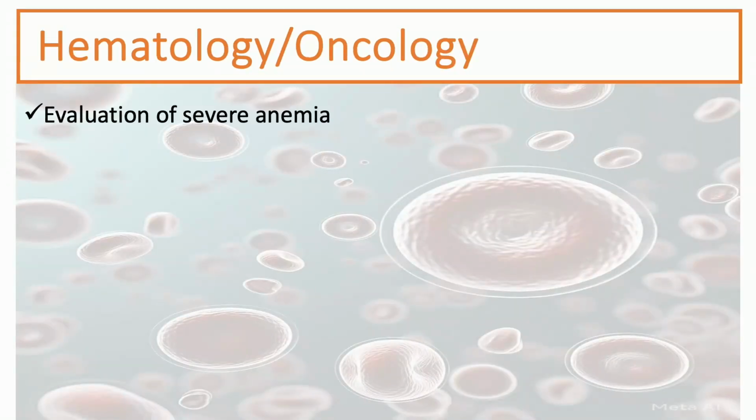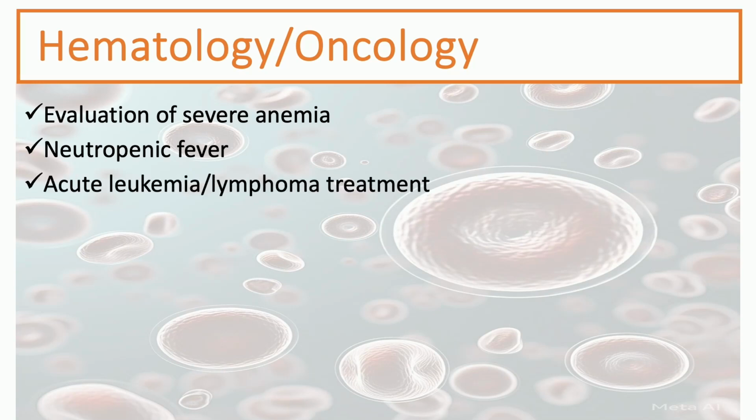Hematology and oncology, evaluation of severe anemia. This is also very common. Neutropenic fever, very serious diagnosis: what antibiotic to start, what are the potential sources, who are the high-risk patients, who are the low-risk patients, and of course, most of the time we're going to manage this patient with our hematology, oncology colleagues.